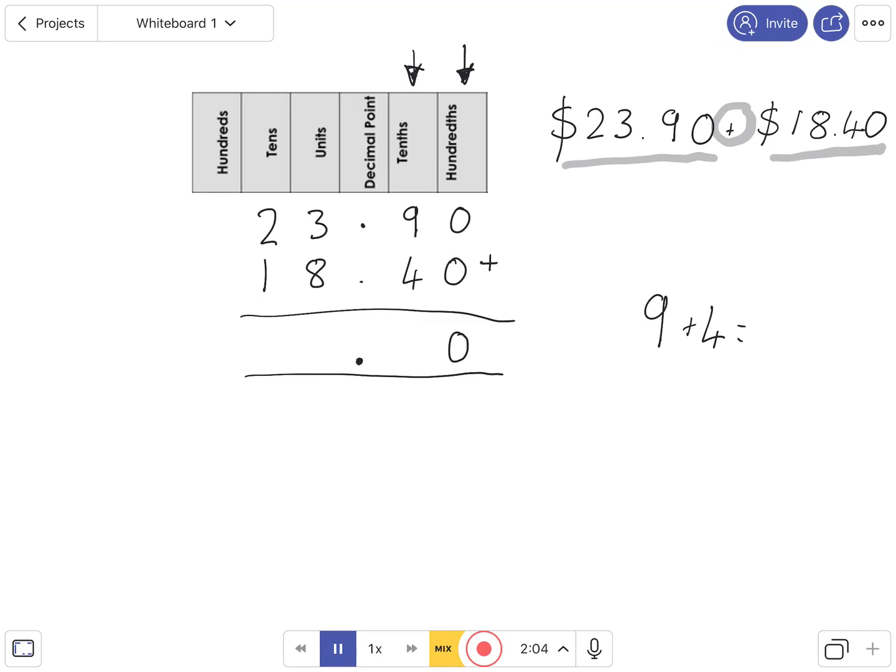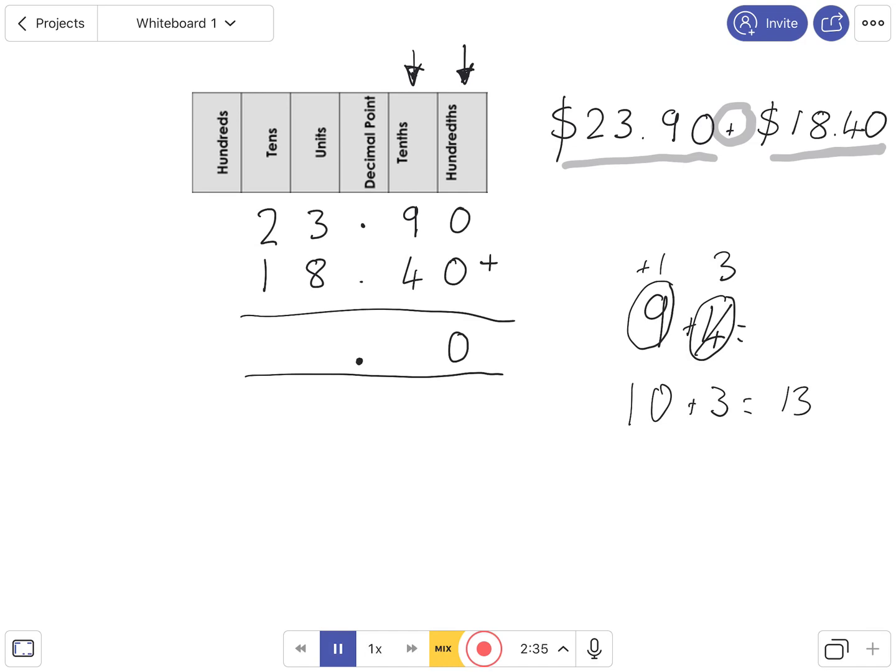There's lots of different strategies we can use to work out 9 plus 4. There's one that comes to mind to me, which is the bridge to 10 strategy, which means I need to make 10, and I know 9 is very close to 10. So what I'm going to do is take 1 away from this 4 to make 3, and add it to my 9, which makes 10. So now I've got 10 plus 3. 10 plus 3 is really easy to solve now. I know 10 plus 3 is 13.